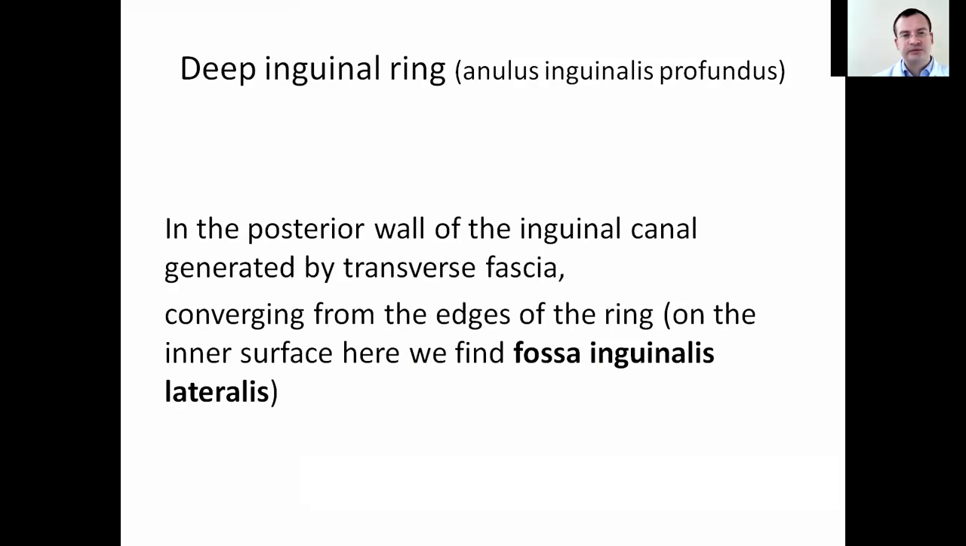Deep inguinal ring, annulus inguinalis profundus, in the posterior wall of the inguinal canal, generated by the transverse fascia, converging from the edge of the ring on the inner surface. Here we find the fossa inguinalis lateralis.